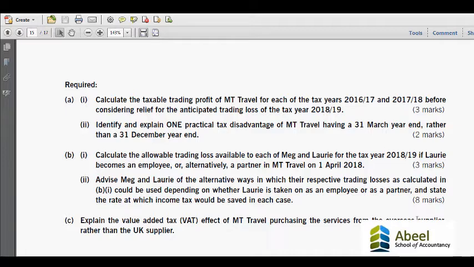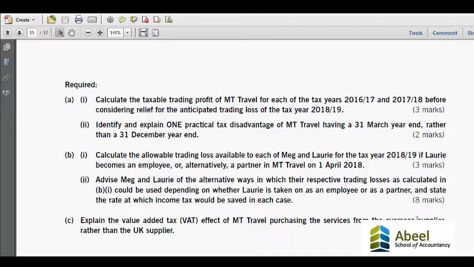3 marks. The next requirement says: identify and explain one practical disadvantage of MT Travel having a 31st March year end rather than a 31st December year end. Simply, what happens if your year end is 31st March, you will have less time to pay tax, you will have less time for tax planning, all sorts of stuff will come into the business, we'll be discussing that.